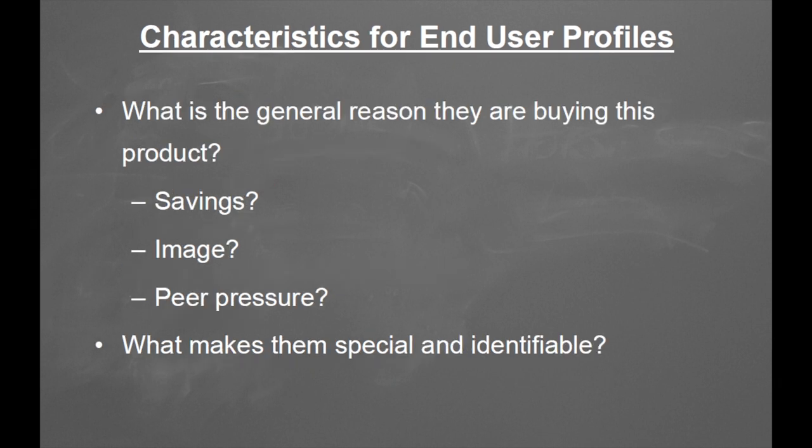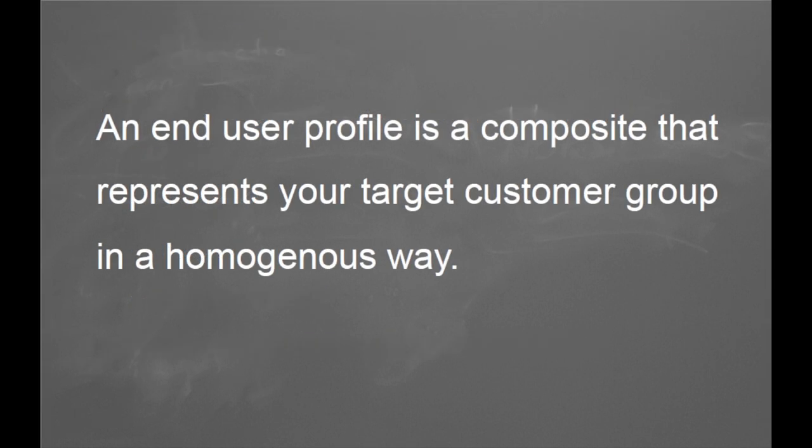What is the general reason they're going to buy this product? Is it image? Is it peer pressure? Is it cost savings? Is it driving revenue? What specific characteristics make them unique that when we see those characteristics, we say, aha, and when we don't see them, we deselect people? So when we think about the end user profile, it's a composite that represents our target customer group in a homogeneous way.